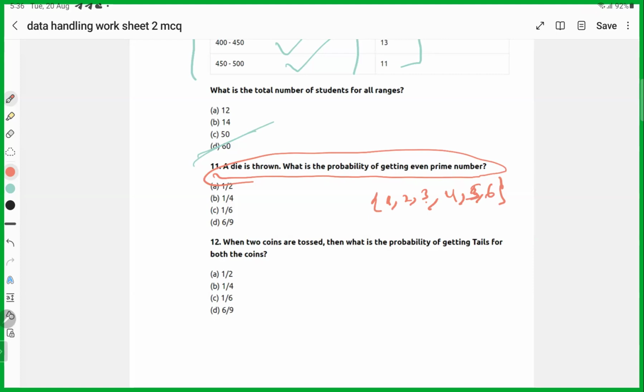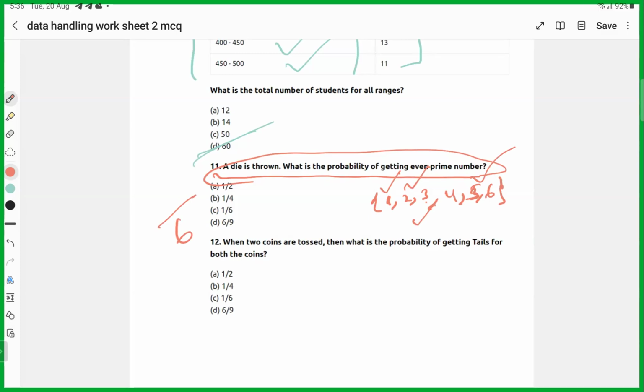Correct. So what is the total number of outcomes? 6. How many prime numbers are there here? 2, 3 and 5. 2 is also a prime number. 1 is neither prime nor composite.